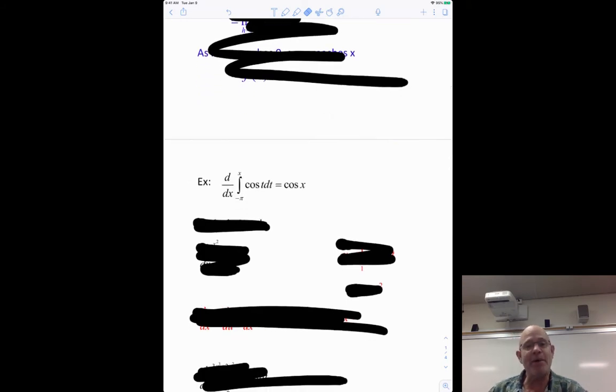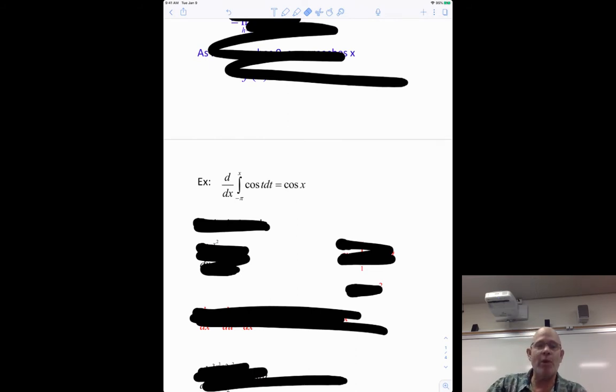But we do a couple examples. Here's just an example, right? The derivative, and so that it's a to x, right? So a is a constant, and x is just x, not 2x or 3x. That's going to be a little bit different, but just x. So here we go again. The derivative from negative pi to x of cosine t dt is just cosine x. Notice the t is getting replaced with that x.